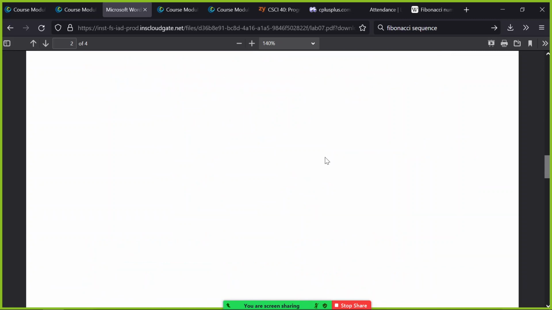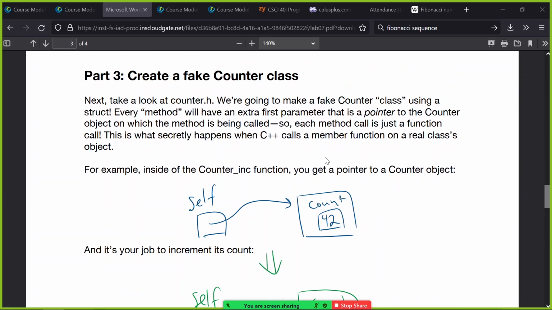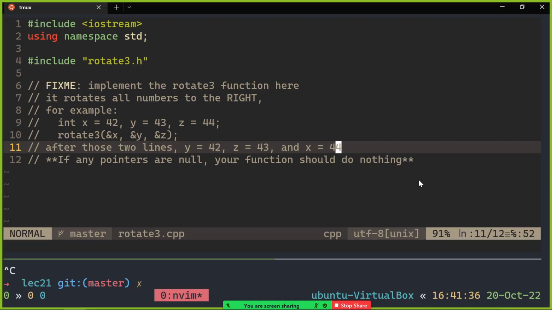The next problem is definitely the fancier one. I would like you to create a fake version of a class using pointers and just functions. So we're going to make a counter class, just like I've shown you a lot before.